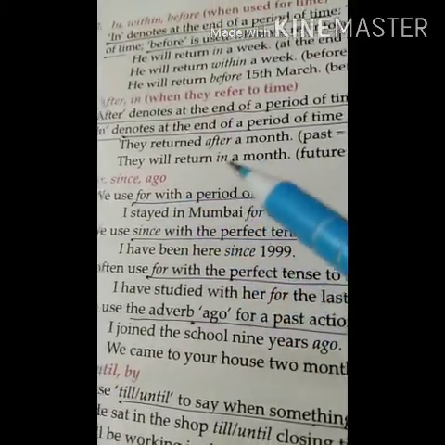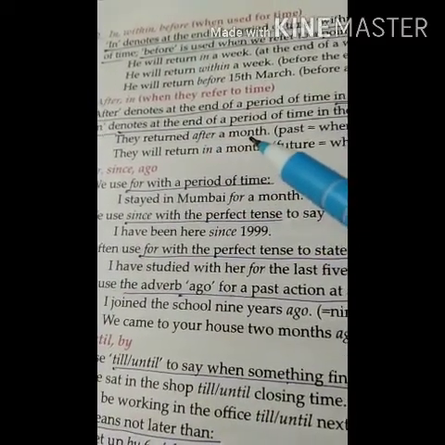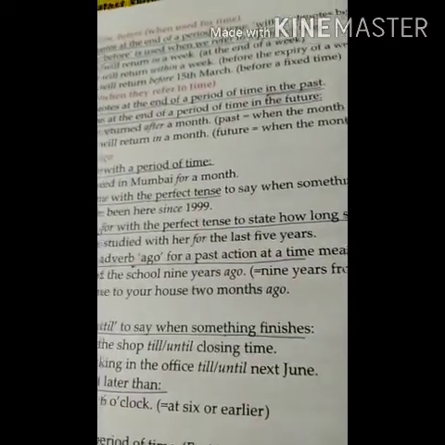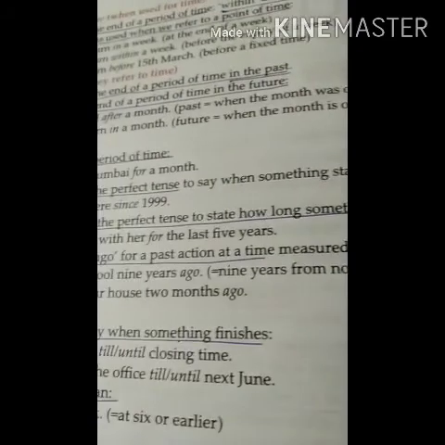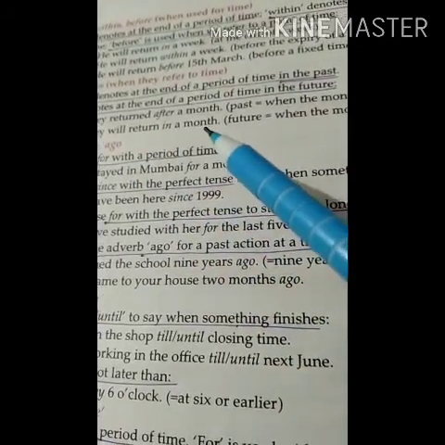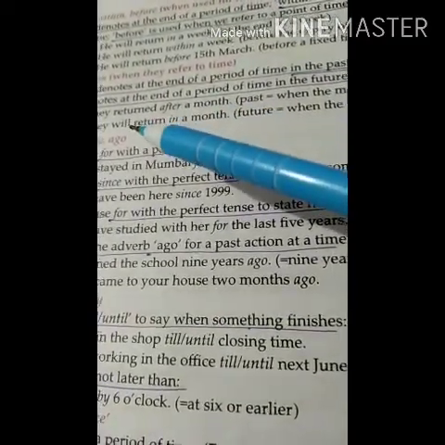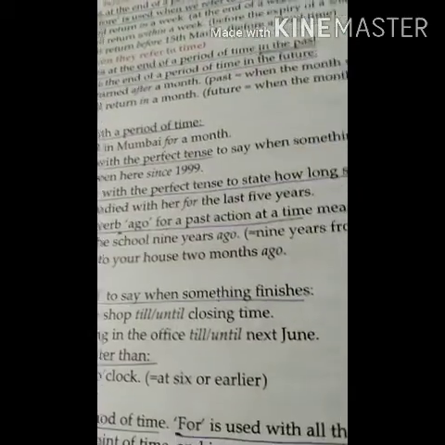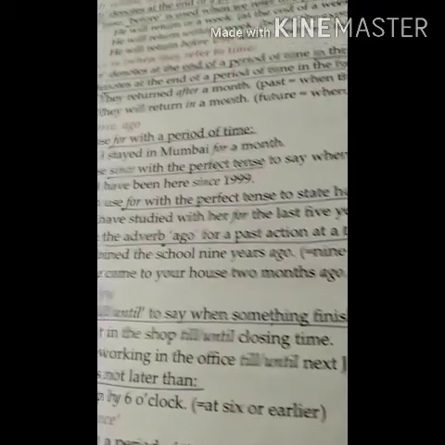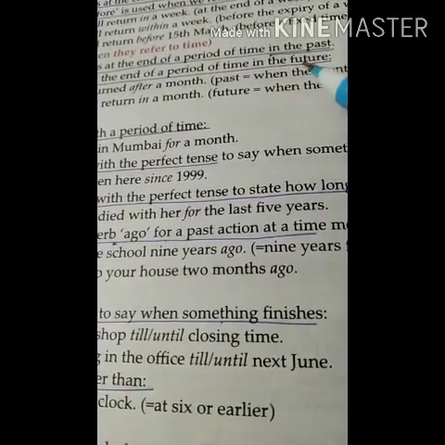They returned dash a month. So here it will be after a month, isn't it? Past. It is in the past, when the month was over. The next is they will return in a month. There are two indications. One is will. Will itself in a sentence tells that it is in the future tense. And next is in, as I said, is used for the time in the future.